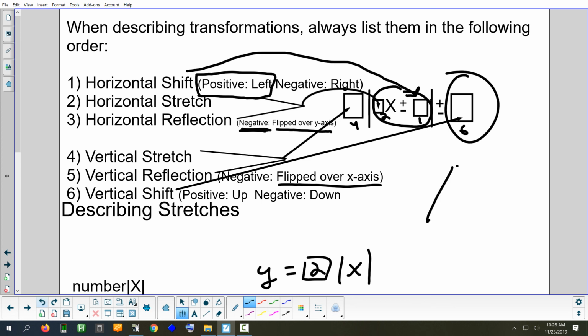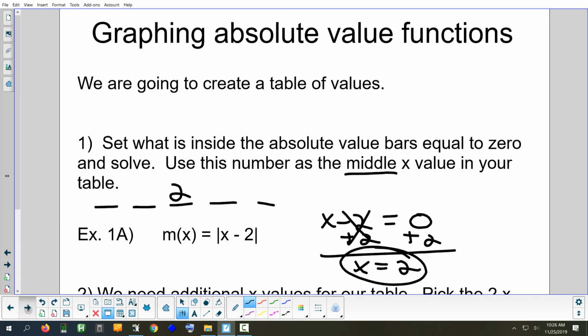A flip would look like this. That's a flip. It's upside down. And in that case, yes, it would go down forever instead of up forever. But we'll see if we do one like that.